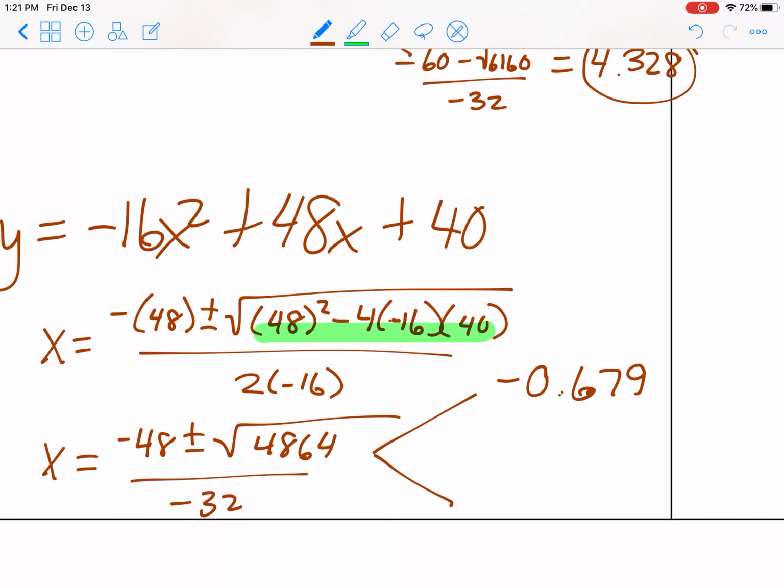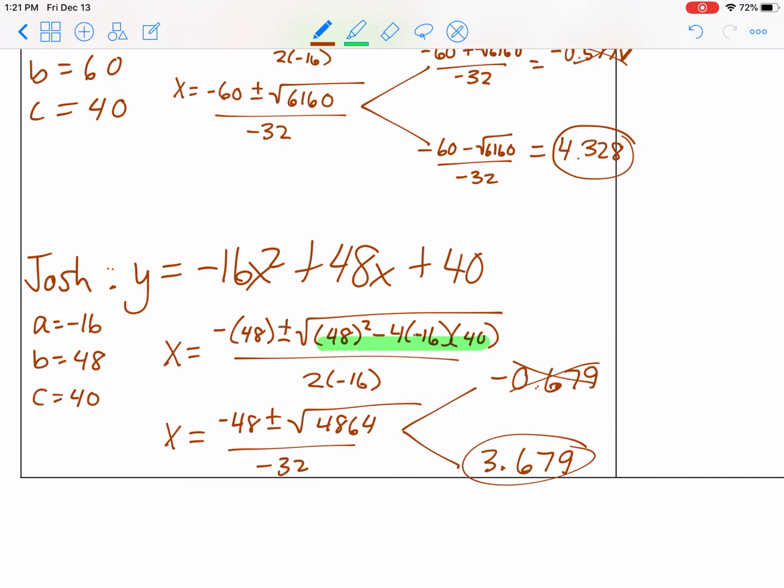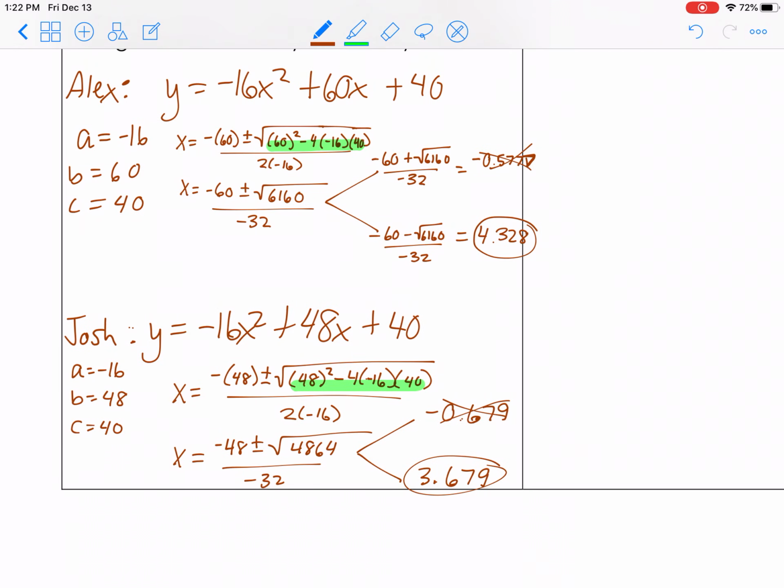Doesn't make sense in the story problem, so we'll disregard that one. Then if I do negative 48 minus the square root of 4864 over negative 32, I get 3.679. Okay, whose book hit the ground first? Well, I think Josh's, right? It hit in 3.679 seconds, and it took Alex's book 4.328 seconds. So Alex threw it harder.